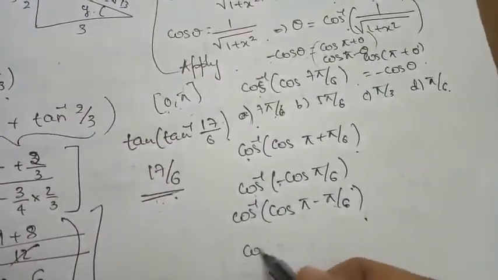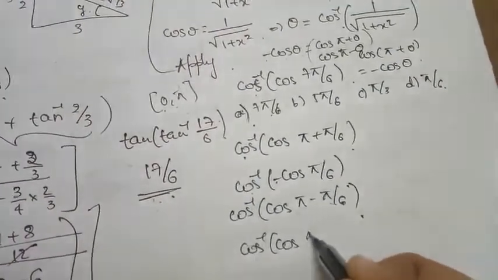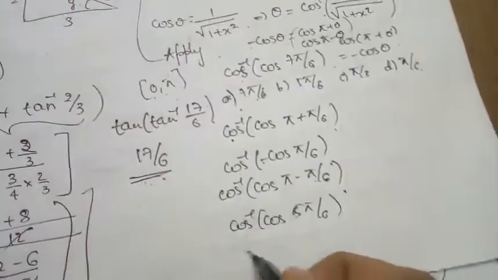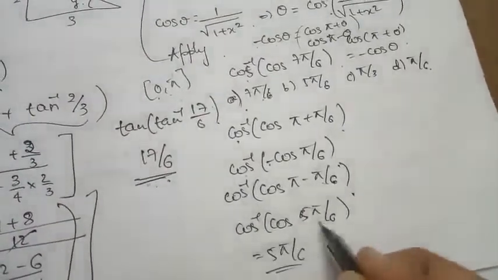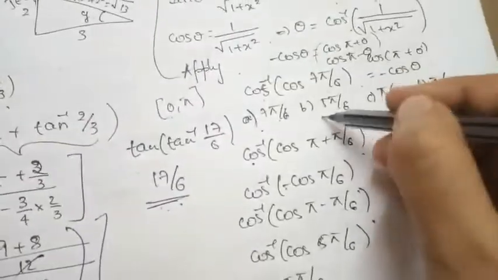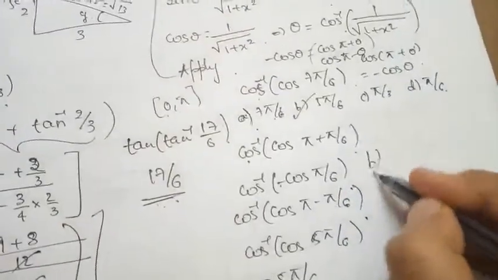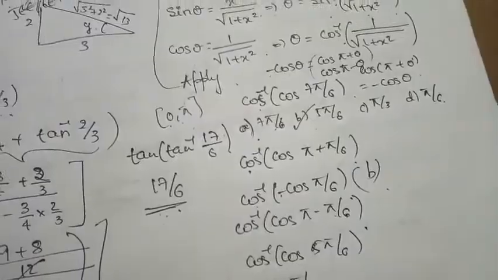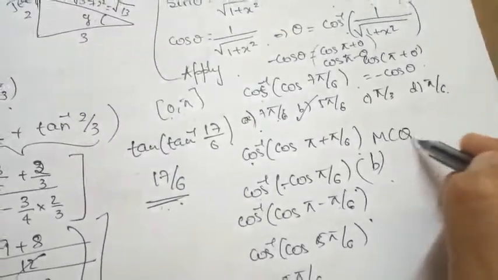So pi minus pi by 6 is coming within this principal value branch. Pi minus pi by 6 is nothing but 5 pi by 6, which is equal to 5 pi by 6 because it lies within the principal value branch. Option B is the correct answer. This is how we need to solve the MCQ questions.